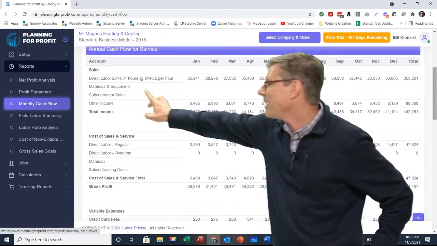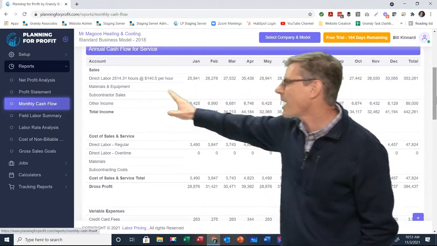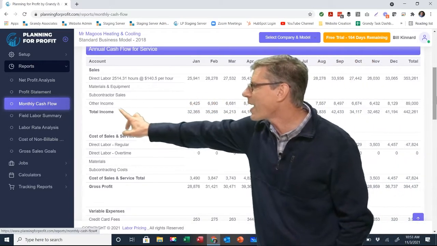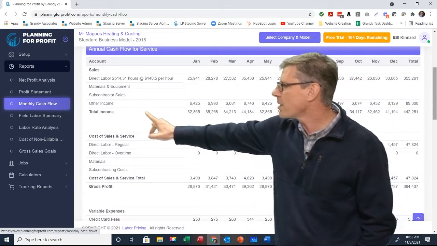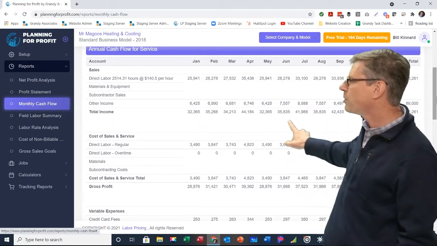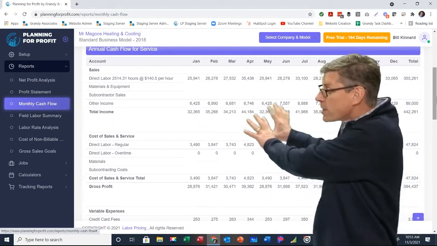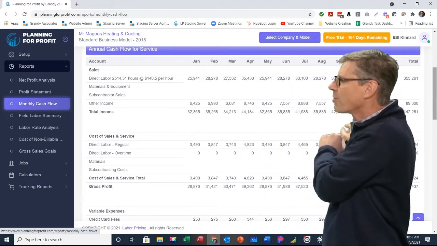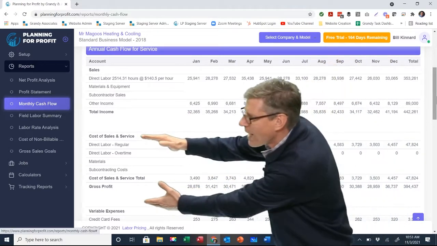Along with that, I've got any materials that may have been sold. I've got subcontractors that may have been sold. And then we've got other income. And so what turns out, ultimately, what is my total revenue for this department each month throughout the year? Then below that, we're going to have the cost of sales.